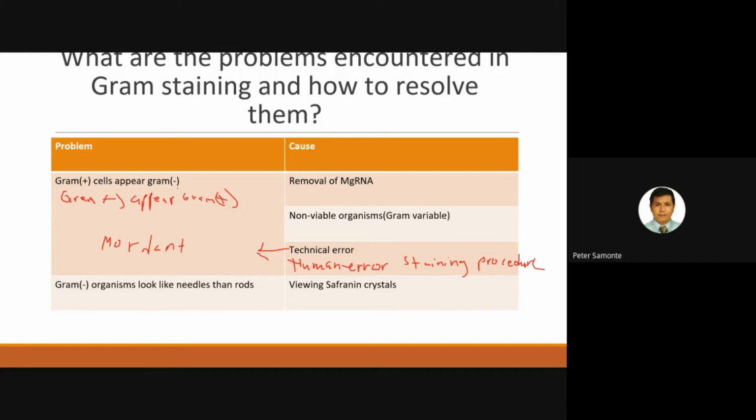Remember, gram-positive would appear gram-negative. So this time, yung gram-positive nyo, class, the crystal violet was removed. So when would that happen? It has something to do with your decolorizer. Any ideas? Yes, Mira. Maybe, sir, the sample was soaked with decolorizer for too long. All right, so we have your over decolorize.